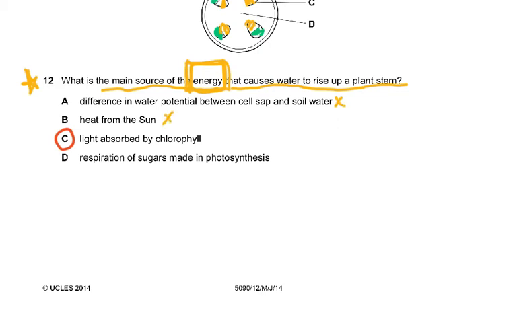We need the light from the sun. This is light energy to chemical energy. And respiration of sugars made in photosynthesis releases energy, but that is not the source. This was a very confusing question. What is the main source of energy? It is light energy absorbed by the chlorophyll, because in photosynthesis, light energy is converted to chemical energy. The water combines with carbon dioxide, and that water then creates all that suction force. So this was question 12.